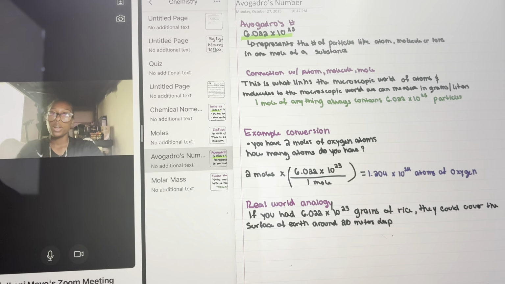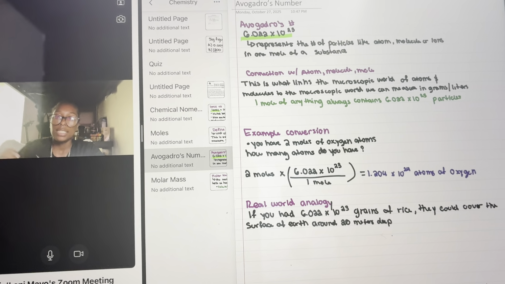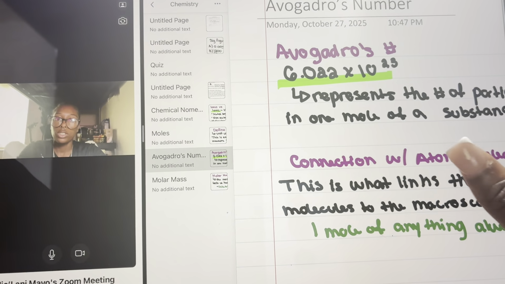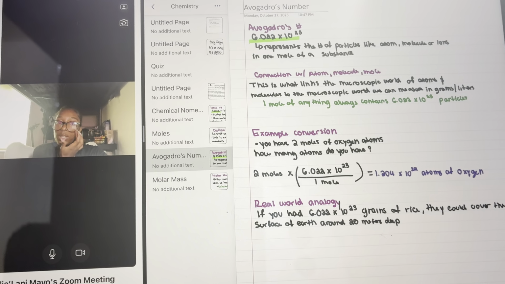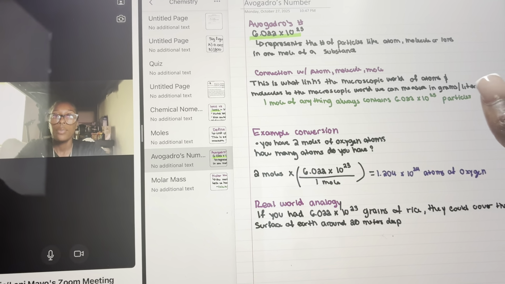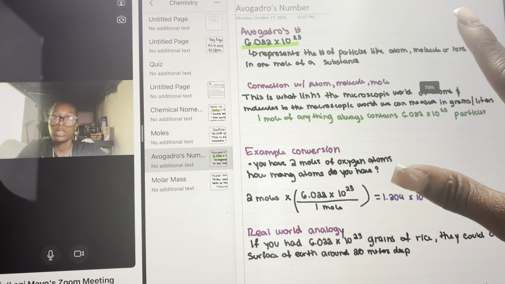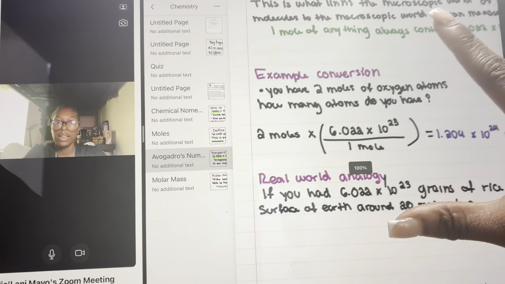Here is part 3 on Avogadro's number. This represents the number of particles, like an atom, molecule, or ion, in 1 mole of a substance. This is represented by 6.022 times 10 to the 23. The connection with atoms, molecules, and moles: like I just said, this formula helps represent how to measure atoms, molecules, and moles in 1 mole of a substance. My first example, I have this conversion.